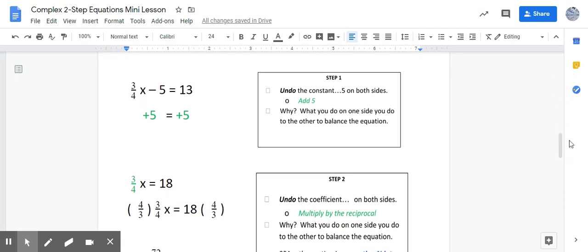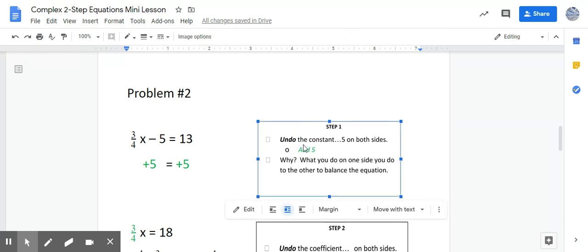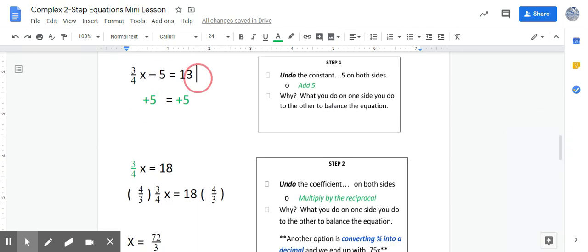Problem number 2. So in this particular problem, we have a fraction as our coefficient. So let's look over here. We have 3/4 x minus 5 equals 13. Step 1, we're going to undo the constant, which is -5. The opposite of subtraction is addition, so we're going to add 5 on both sides. These two 5's cancel themselves out, and we're going to add 13 plus 5, and that gives us 18.